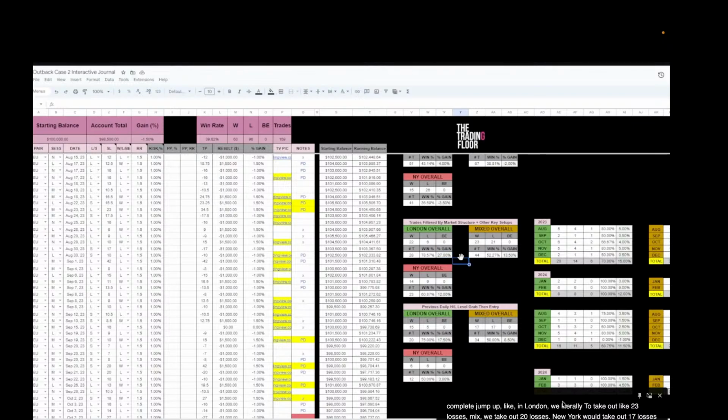It would be about a 4% gain per month. You might not have 22 and 6. Maybe you have a couple more losses. So maybe you're 18 and 10 or 16 and 12, but you would still be a good 14, 15% the last 6 months.